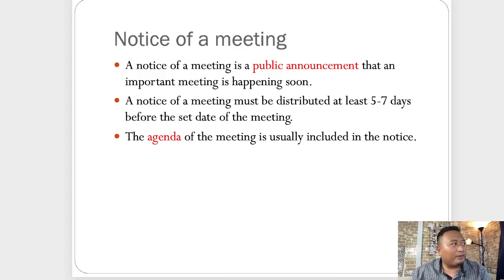But if you're working in the private companies, I'm pretty sure they can call a meeting as soon as within an hour. For example, the boss has a certain issue, he calls all the committee members related to that department. Okay, jom kita ada meeting petang ni juga. So basically in a formal way, in a government style, we have 5 to 7 days prior to the meeting.